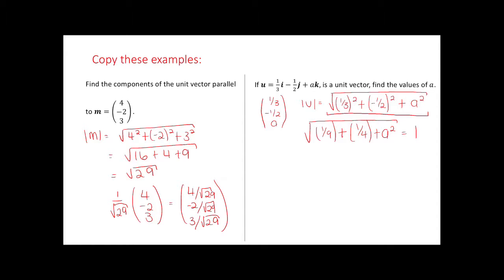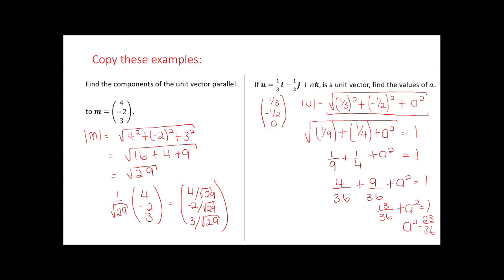Now, I'm going to square both sides to get rid of that square root. So I've now got 1/9 plus 1/4 plus a squared is equal to 1 squared, which is just 1. So essentially, I'm just getting rid of that square root sign. Remember, to do this, you need to find a common denominator. So we've got 4 over 36 plus 9 over 36 plus a squared is equal to 1. That means that 13 over 36 plus a squared is equal to 1. So a squared must be equal to 23 over 36.